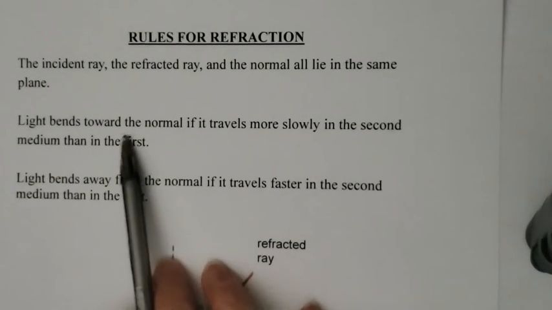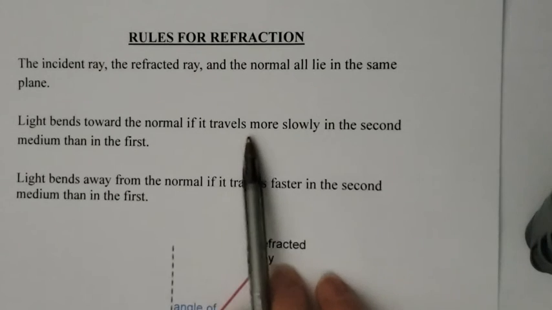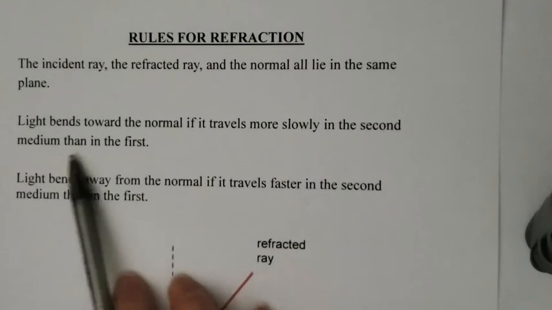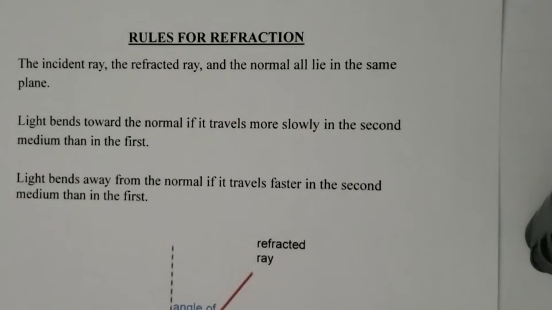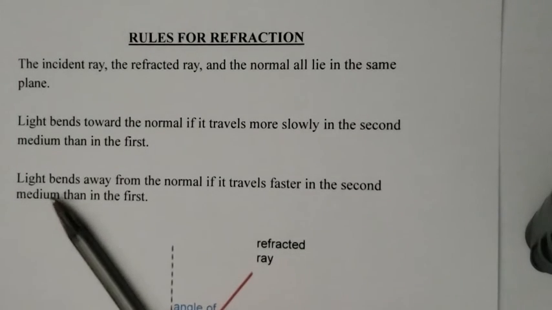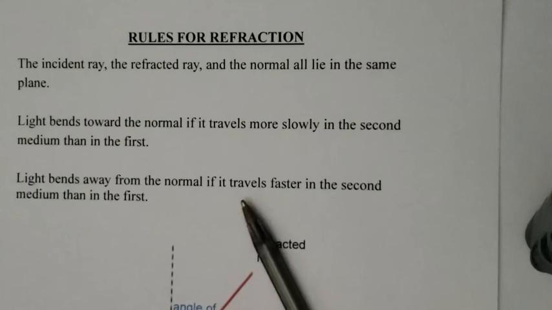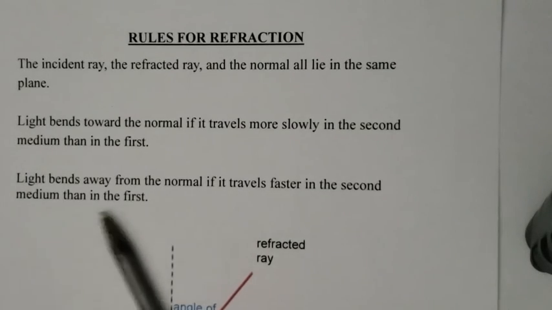So light bends towards the normal if it travels more slowly in the second medium than in the first. So light going from air to water or air to glass bends towards the normal. Light bends away from the normal if it travels faster in the second medium than in the first.